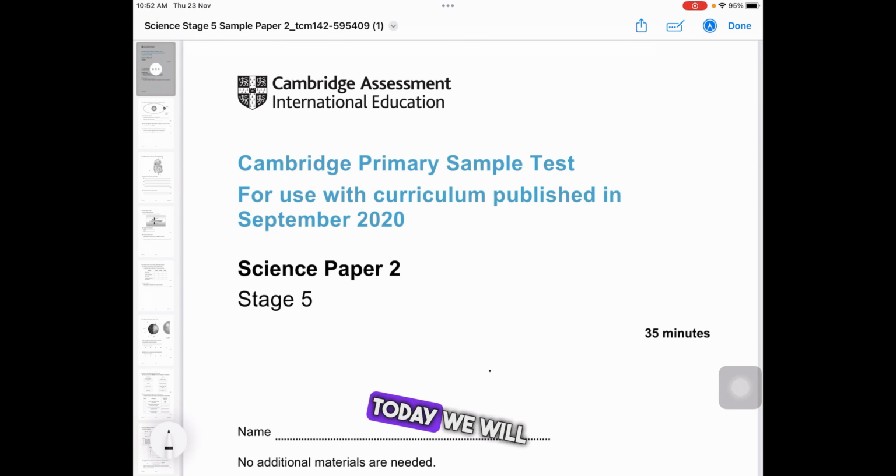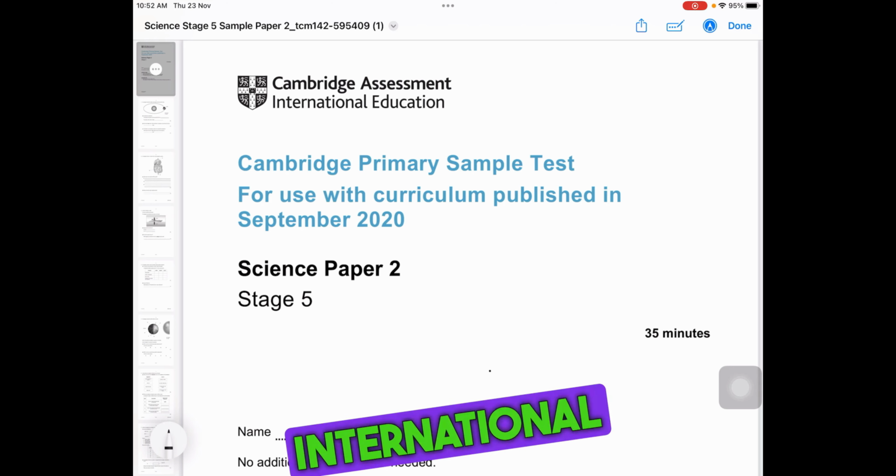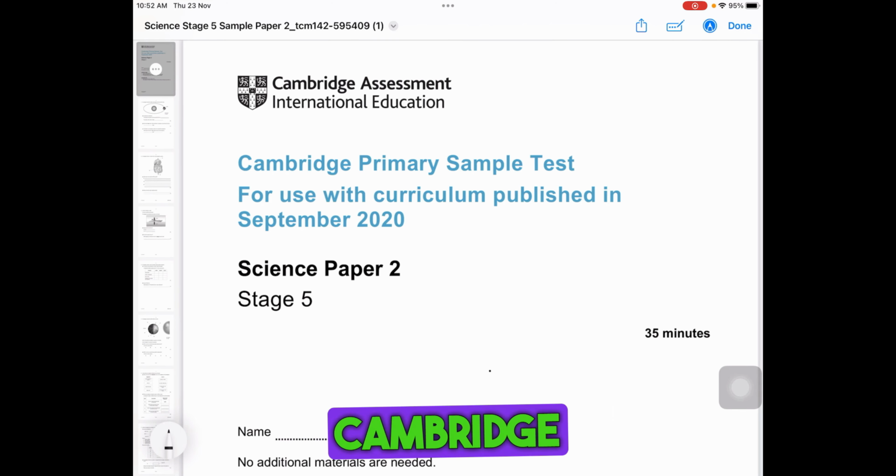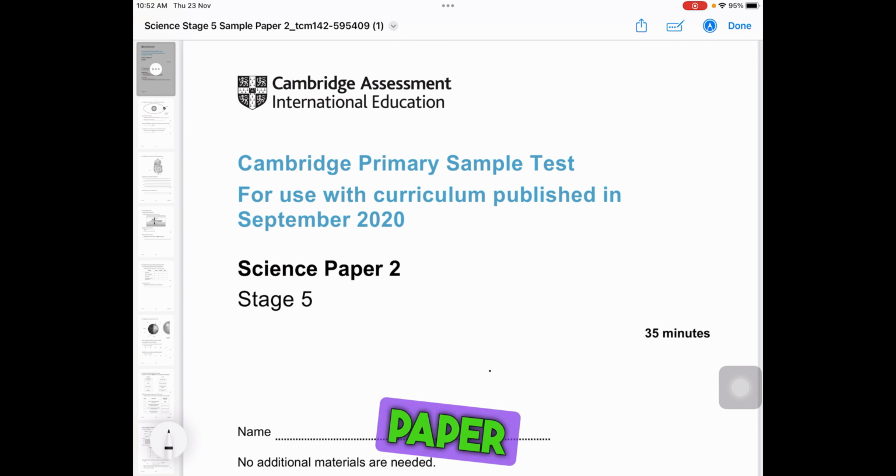Okay, dear students, today we will look into Cambridge Assessment International Education, Cambridge Primary Sample Test, Science Paper 2, Stage 5, 2020 paper, question 9.